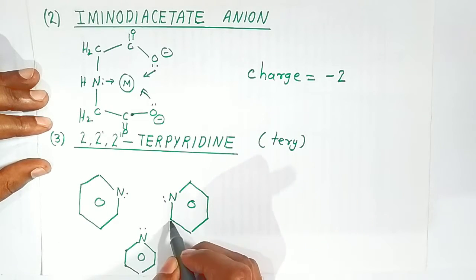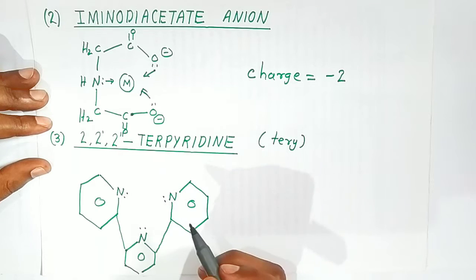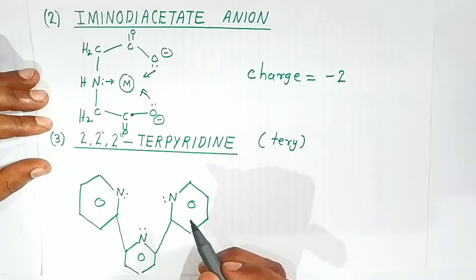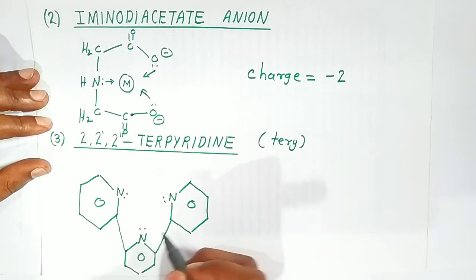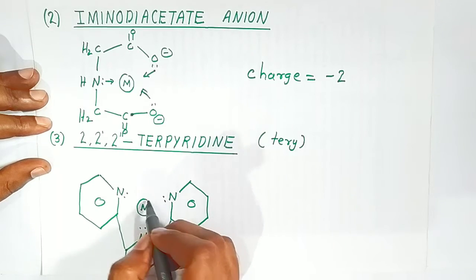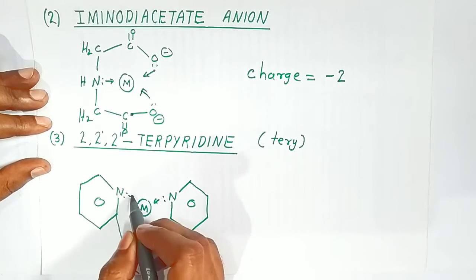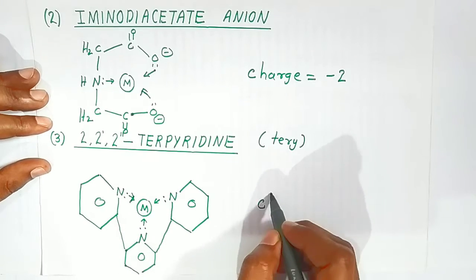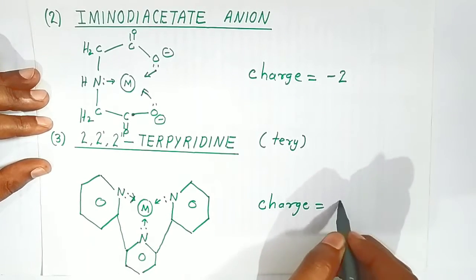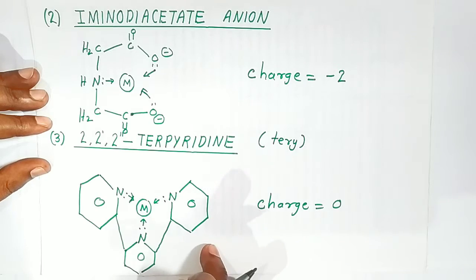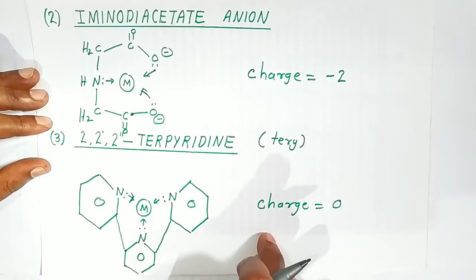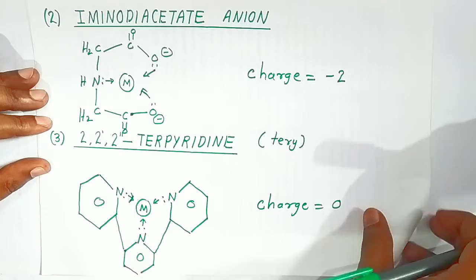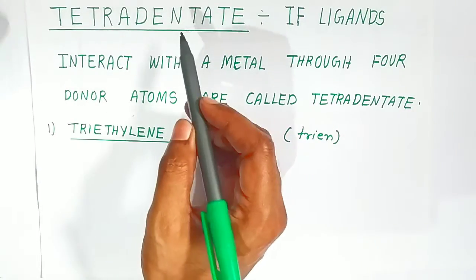Now this is connected with this, students, because it is the same molecule. They will donate the lone pair to the central metal atom. This way they donate the lone pair to the metal. So this is the structure. When you see the charge, students, there is no charge on this molecule. That is why this is a neutral tridentate ligand. Now students, we will see the tetradentate ligand.